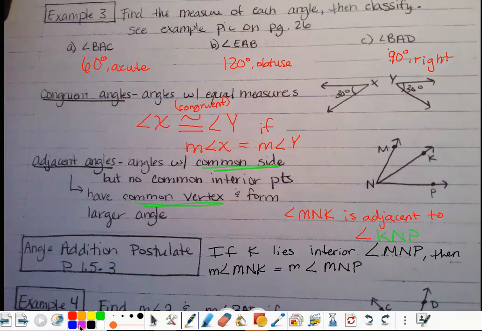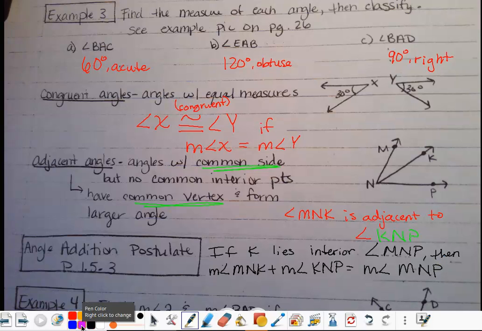Hold on, I missed a part. I was like, wait a minute, that doesn't make sense when I step back and read it. I'm so sorry. To change it: if K lies interior to angle M in P, then the measure of angle M in K plus, there we go. I was like, that doesn't make sense. The measure of M in, or K in P equals the measure of angle M in P.